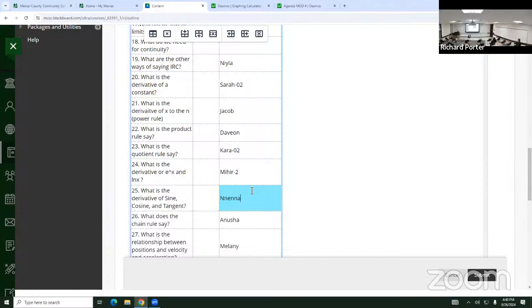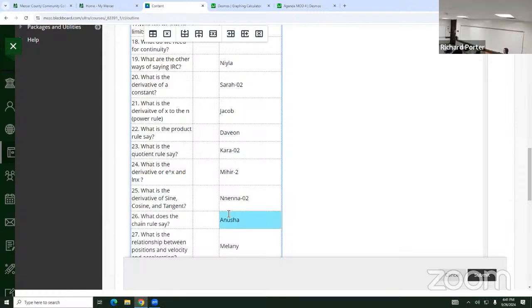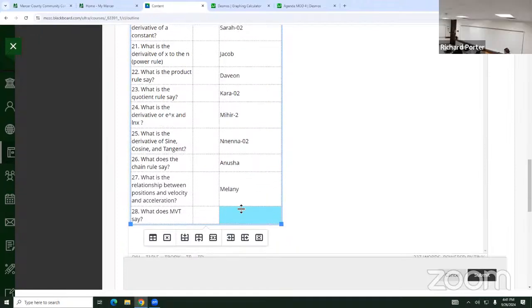Well, go ahead. Stefan, what's the derivative of sine? Cosine. Derivative of cosine? You see, you know these things. Anusha, what does the chain rule say? The chain rule says that you have to do the derivative of the outside, and then you leave the inside alone, and then multiply by the derivative of the inside. That's perfect. Very good. Melanie, what's the relationship between position, velocity, and acceleration?